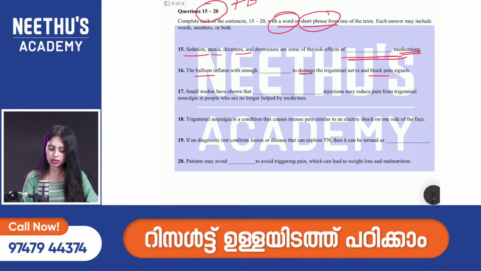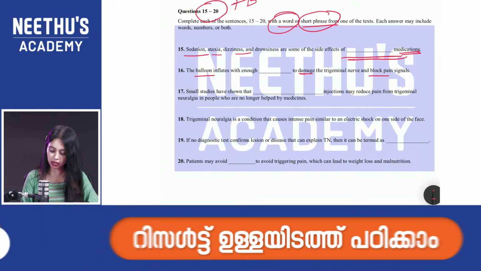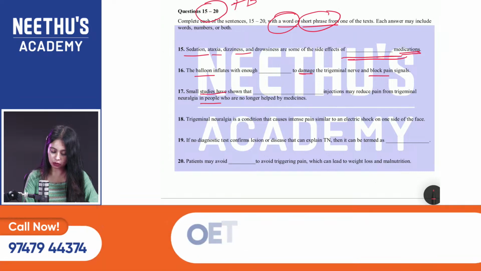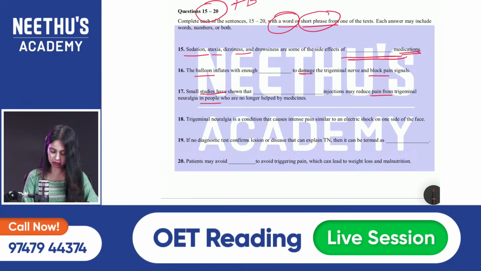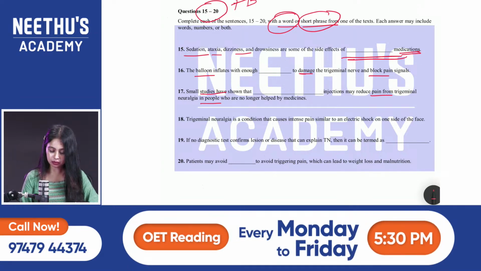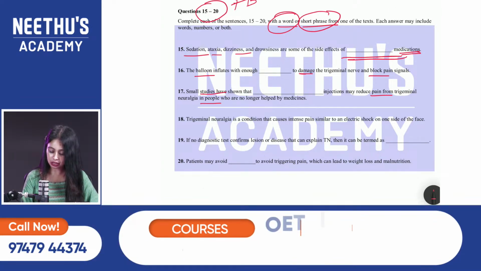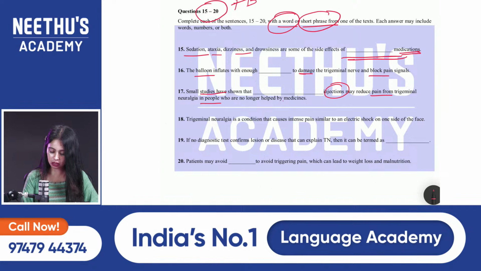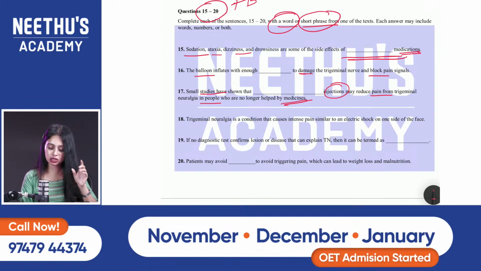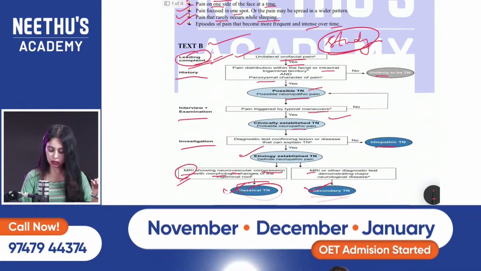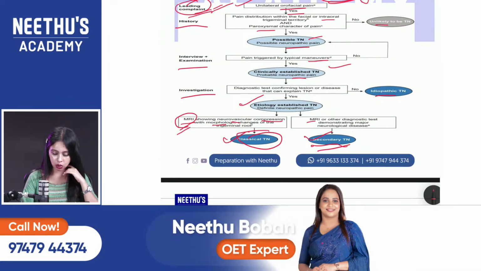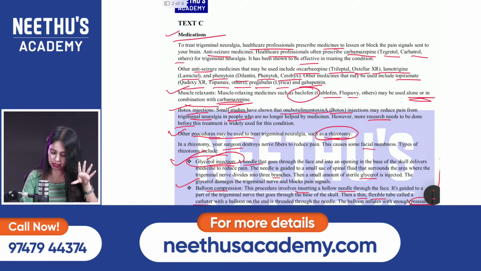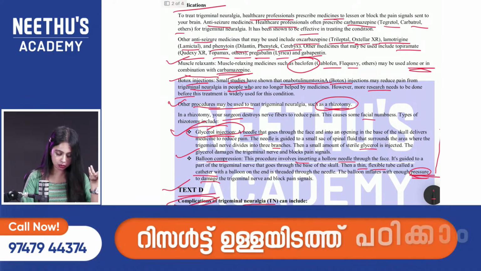17th one: small studies have shown that dash injections may reduce pain from trigeminal neuralgia in people who are no longer helped by medicine. Small studies reduce pain. Small studies have shown that dash injections may reduce pain from the trigeminal nerve. So, injections and medicines are mentioned. When you see the study, don't go for text B. Is the name of the injection mentioned in text B? No, nothing is mentioned in text B. So text C, the medication. What injection is mentioned here?